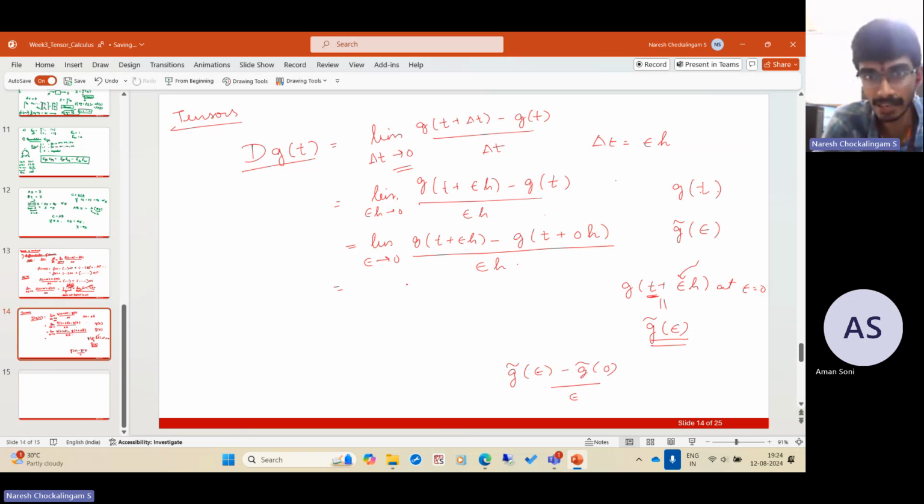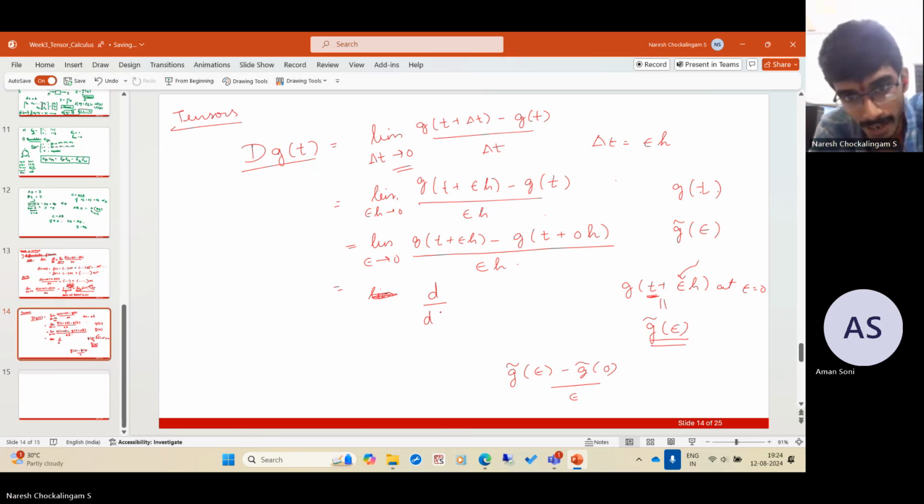So this is basically what? It is nothing but the limit, okay, now we can remove the limit. The limit can be taken inside. So it is nothing but d by d epsilon of g of t plus epsilon h, divided by h, at epsilon equal to 0.